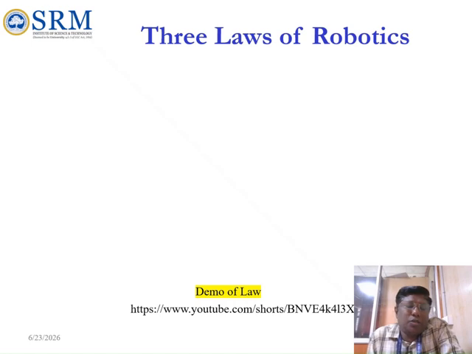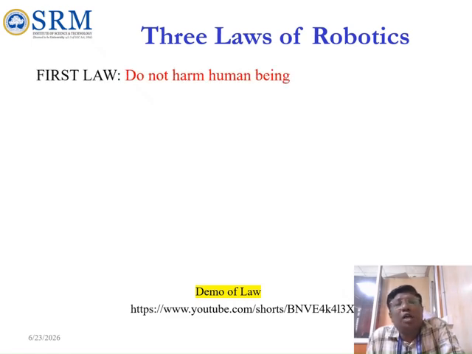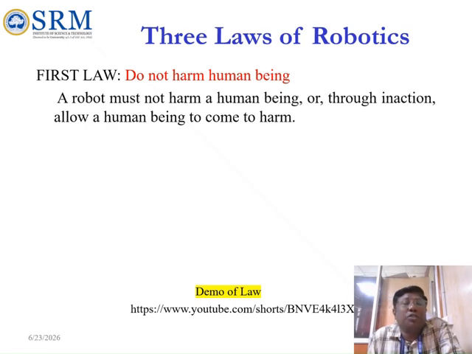So what are the 3 laws? As far as the robot is concerned, it should obey some laws. Previously the robot was called a slave, and a slave should not take its own decisions. So it has to follow some laws, like a human being. The first law states: do not harm the human being. Whatever machine or robot we develop should not harm the human being. It is only to serve the human being, not to harm. The robot must not harm a human being or, through inaction, allow a human being to come to harm.